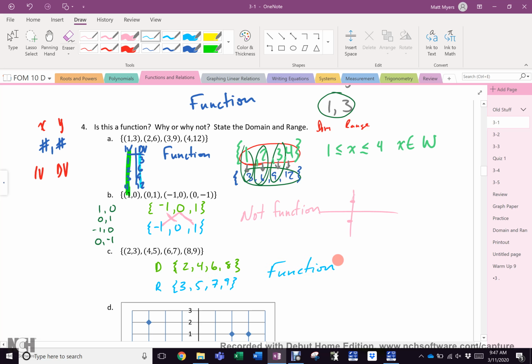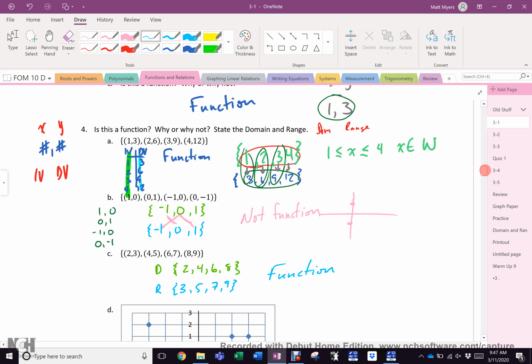Can everybody do this with points? Does everybody see how it works? If an x hits 2 y's, or an input hits 2 outputs, or a domain value hits 2 range values, it's not a function. Everybody good? All right, now you're intelligent young people. All of these points exist on a graph, don't they?